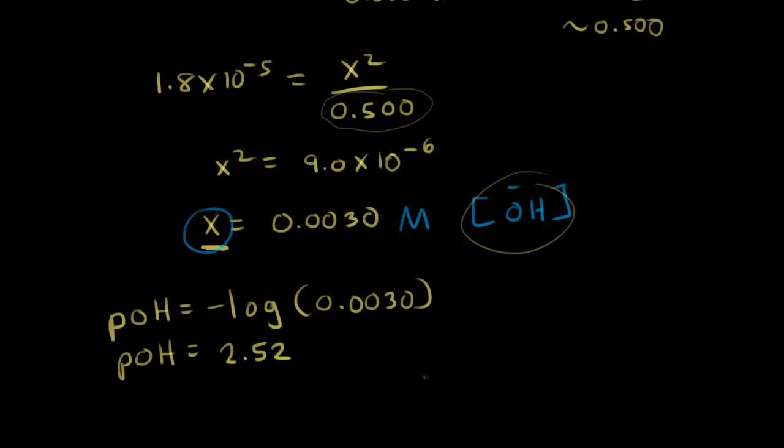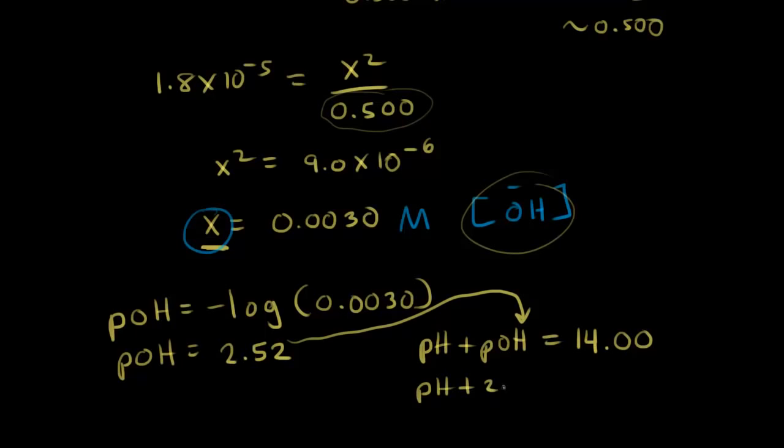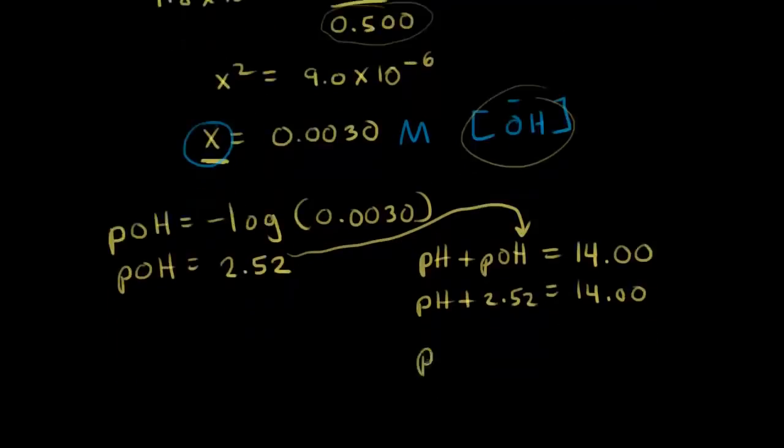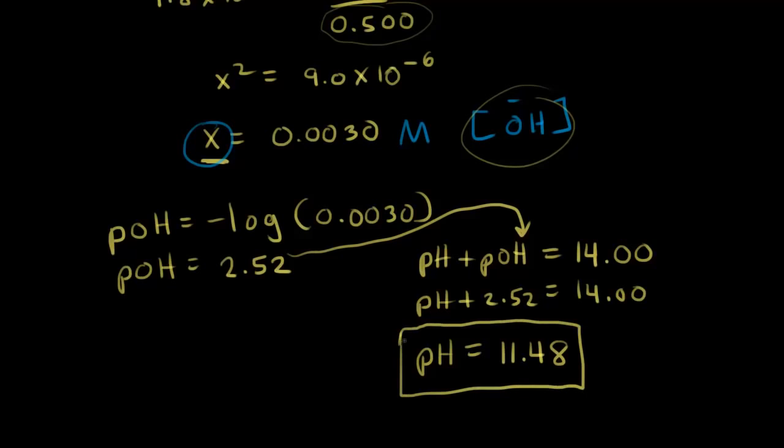And then to find the pH, all we have to do is subtract from 14, because pH plus pOH is equal to 14. And I believe in a previous video I forgot to put these zeros here if you're concerned about significant figures. Right? So you plug in your pOH into here, so your pH plus 2.52 is equal to 14.00. And so you just solve for pH. So pH is equal to 14 minus 2.52, which is 11.48. So finally, we've calculated the pH of our solution of ammonia.